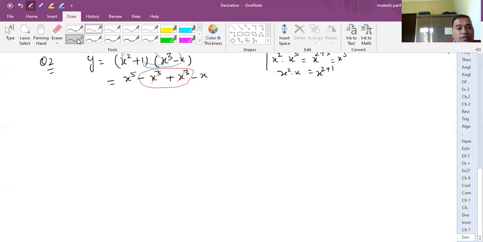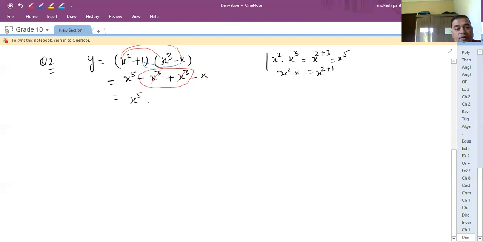So what is left? x to the power 5 and minus x.